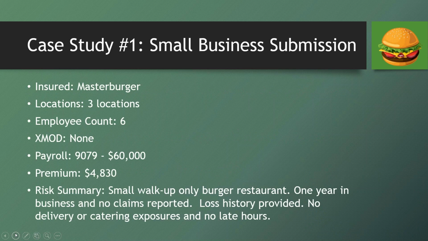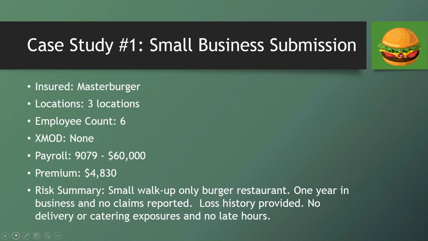And then let's start with our first case study. Small business. We're going to start with a small business, and we're going to use restaurants as the classification, 9079. And we'll give you two examples. One's going to be a small one and one's going to be a large one. So let's start with Faster Burger. This is going to be a small one, 3 locations. The employee count is only 6.